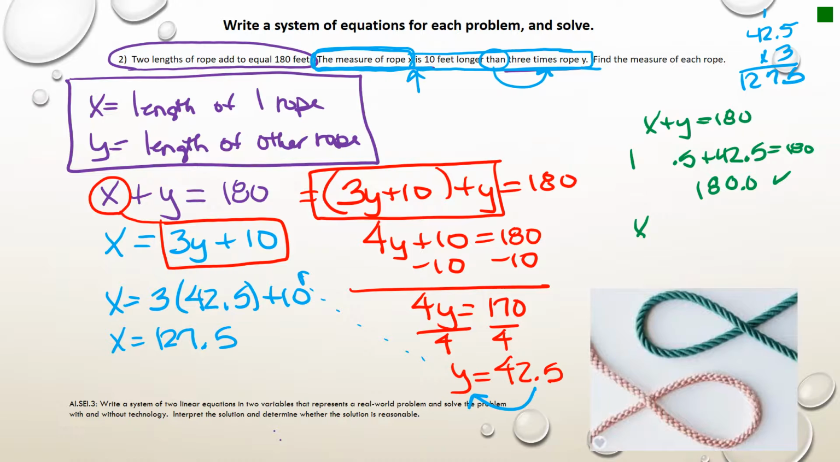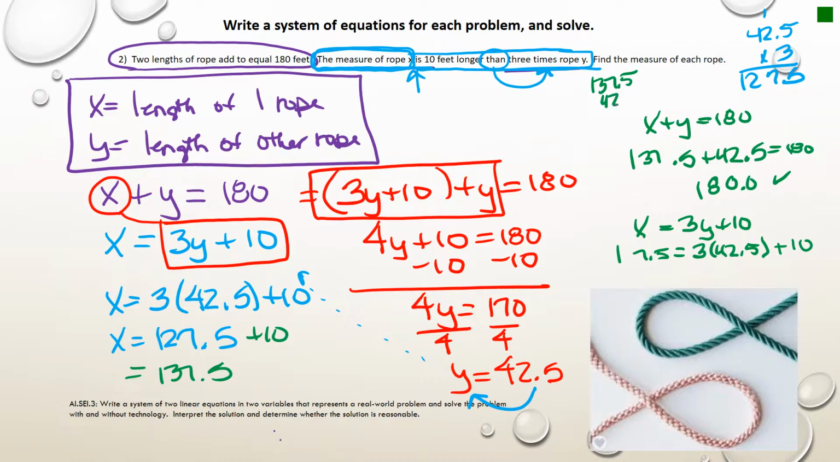Okay, does X equal 3Y plus 10? Is 127.5 equal to 3 times 42.5 plus 10? You know what? I think I forgot to add 10. I did. So that first one, I totally lied to you guys. I just said, yep, it probably does equal. It didn't. So 137, let's do this.